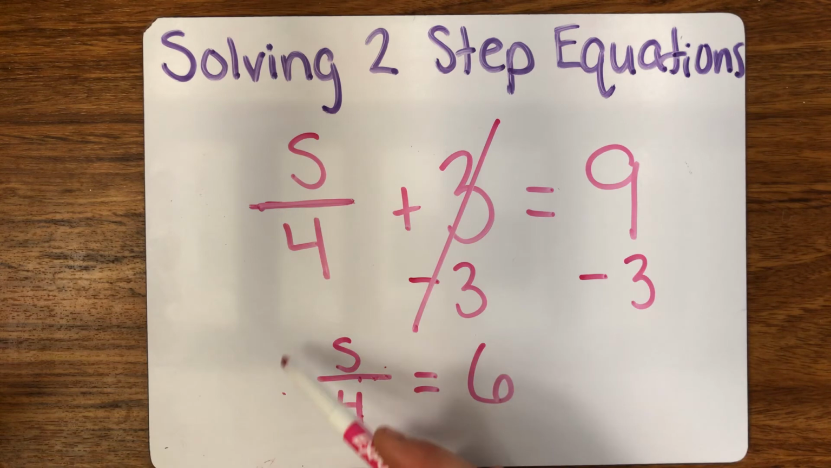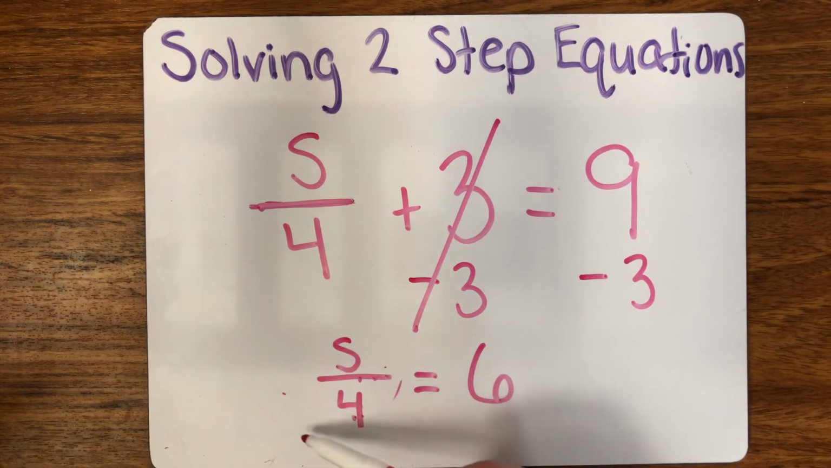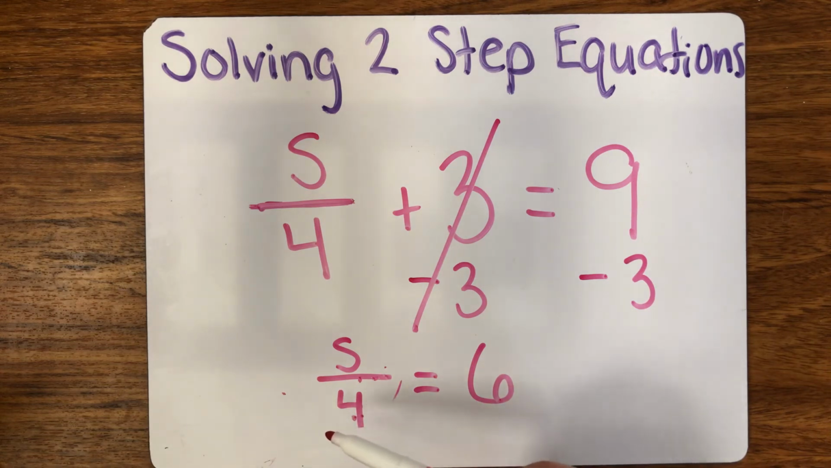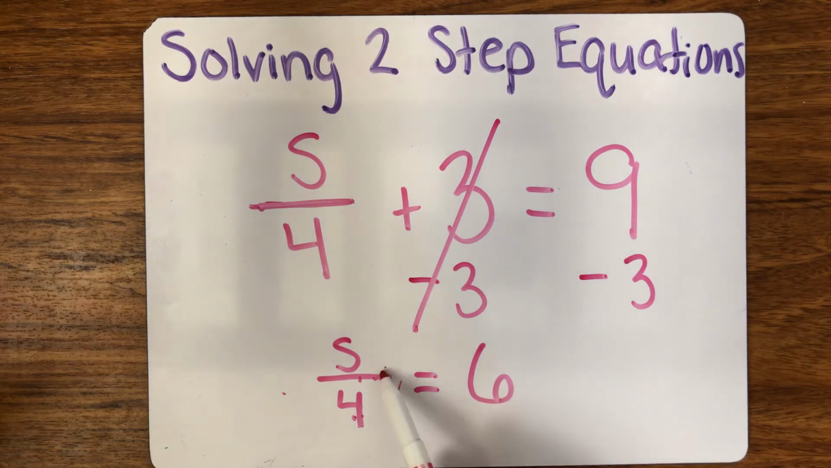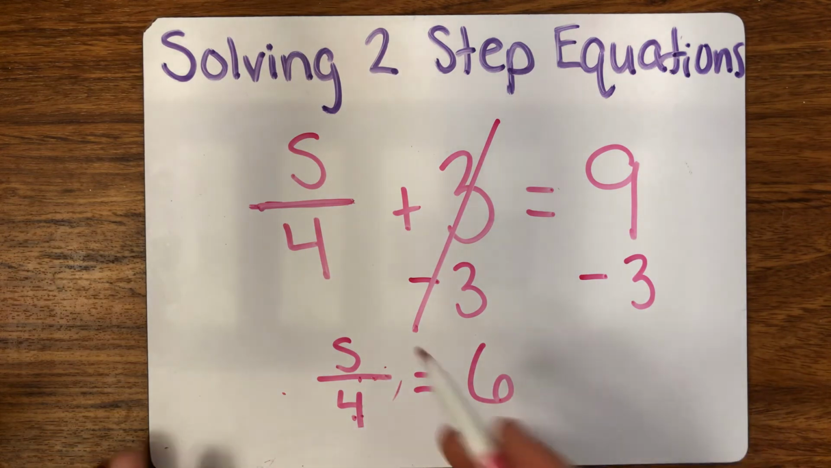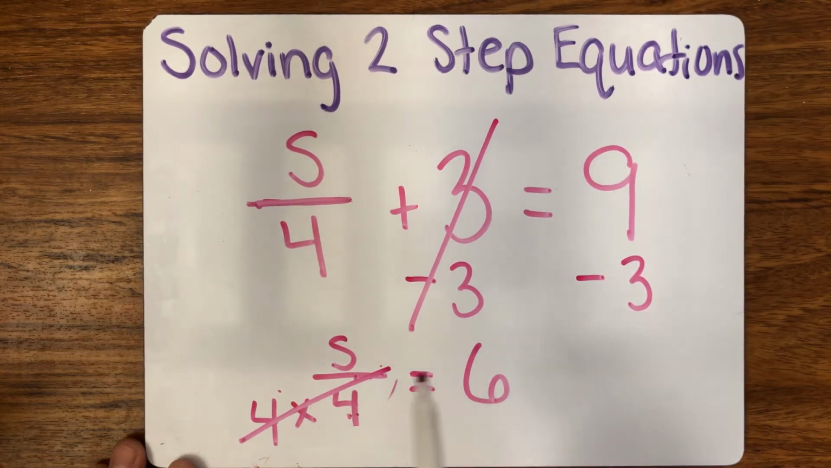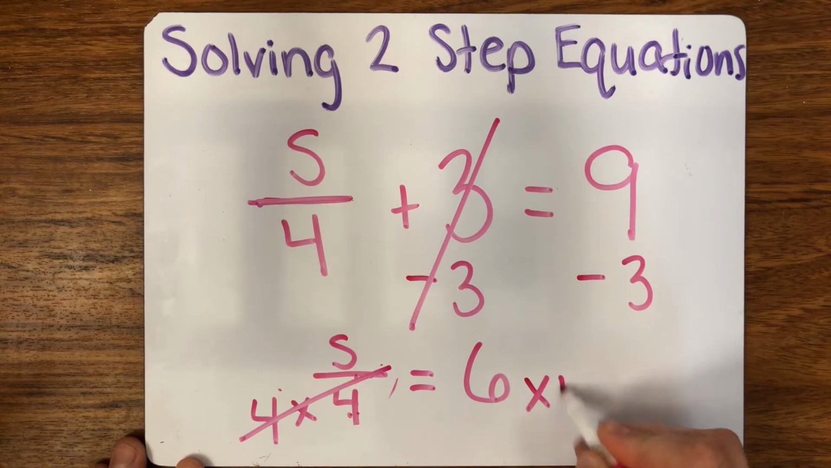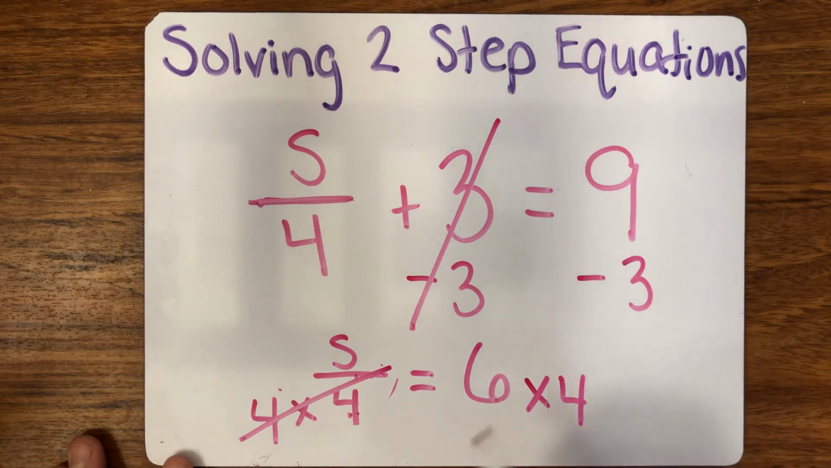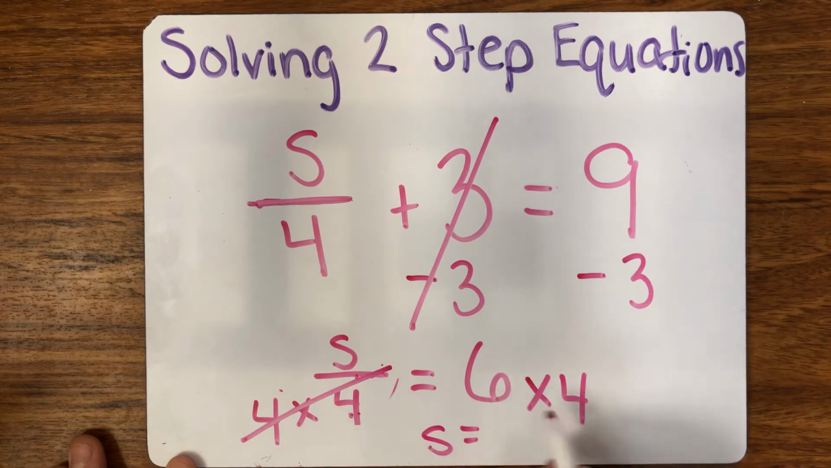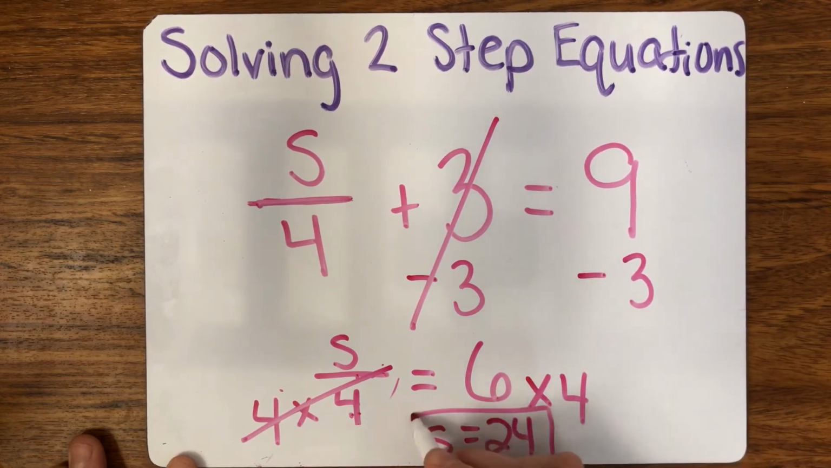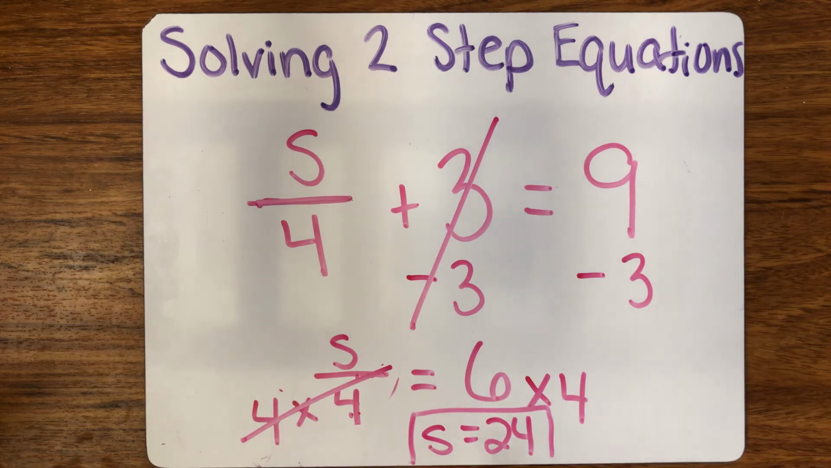But if the variable is being divided by 4, how do we get the variable alone? We do the opposite. So what's the opposite of dividing by 4? Well, it's multiplying by 4. Okay, so those cancel out. Now whatever we do to one side, we do to the other. So we have to multiply by 4 on this side. So s equals 6 times 4, which is 24.